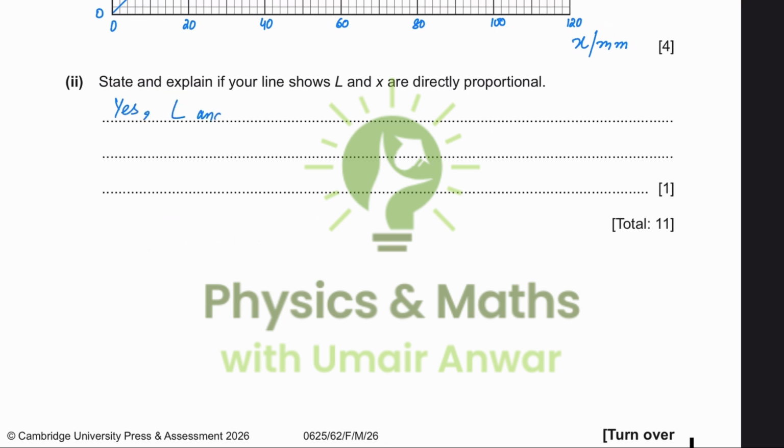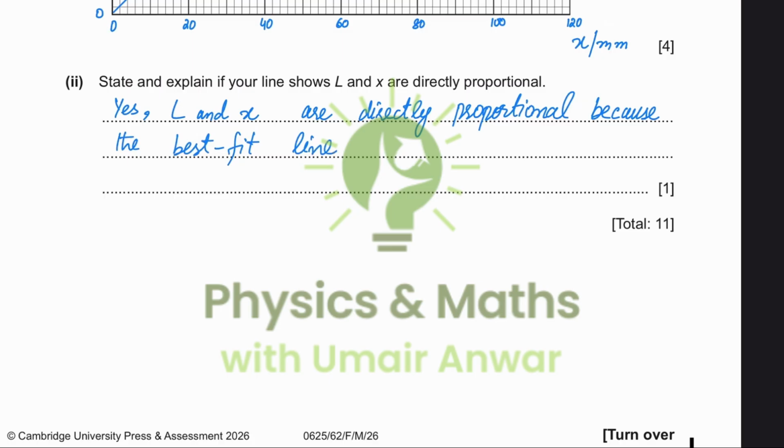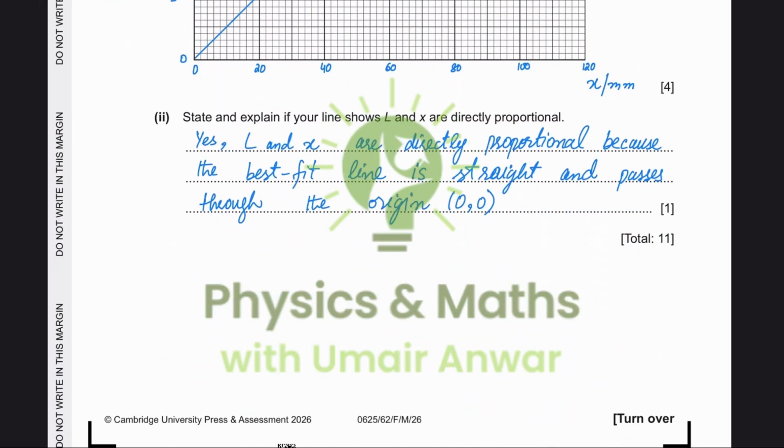L and X are directly proportional because, and now we have to state the reason as well, the best fit line is straight and passes through the origin. That is why we have said that they are directly proportional. It is a straight line passing through the origin.